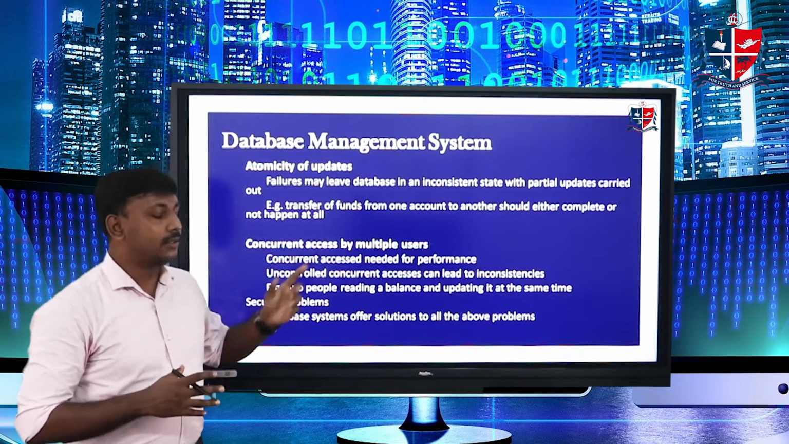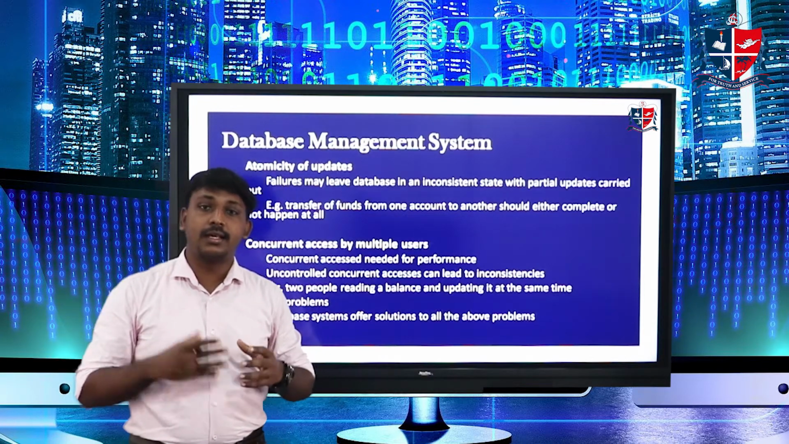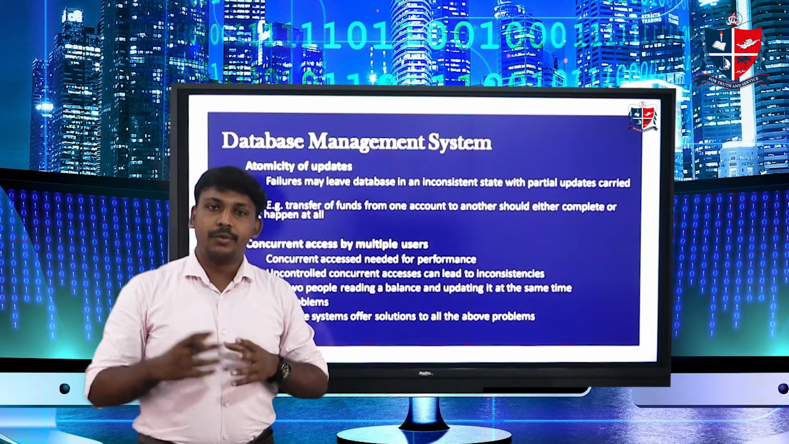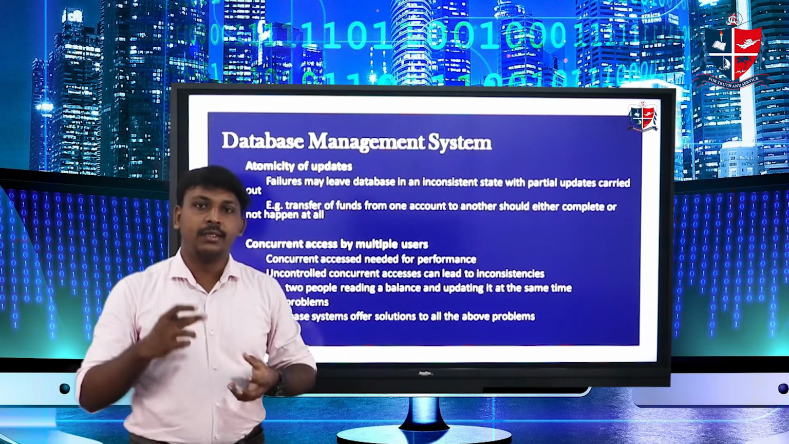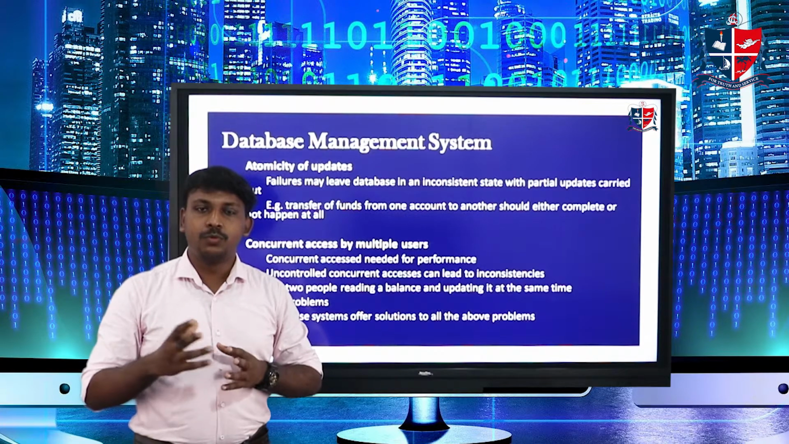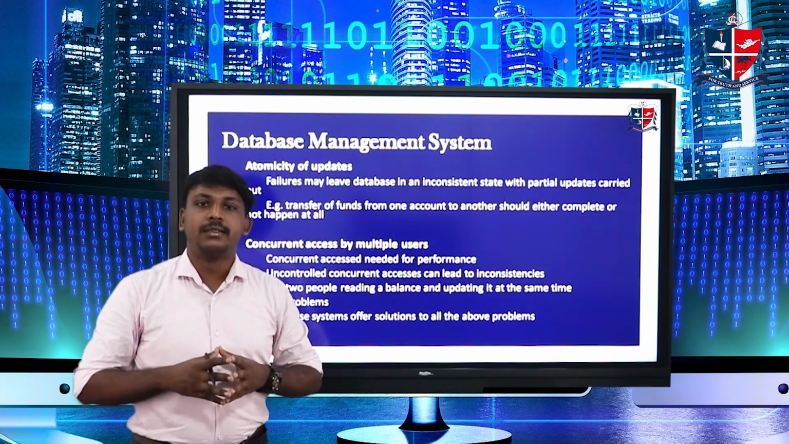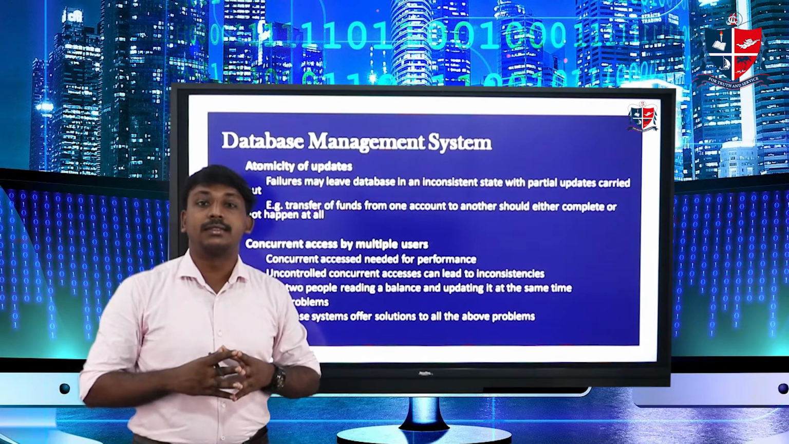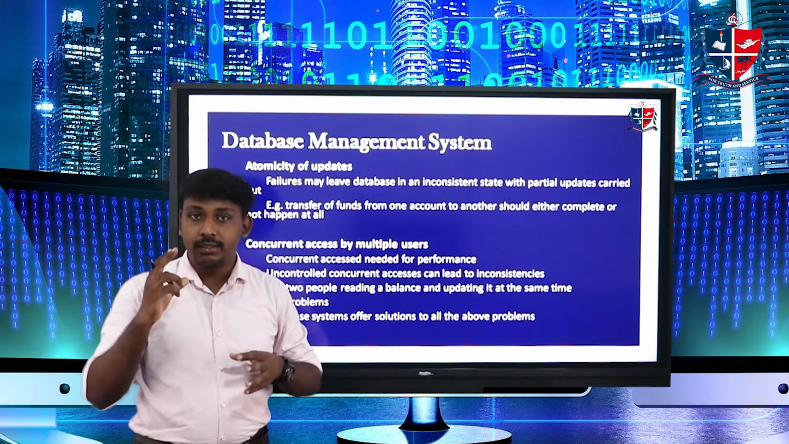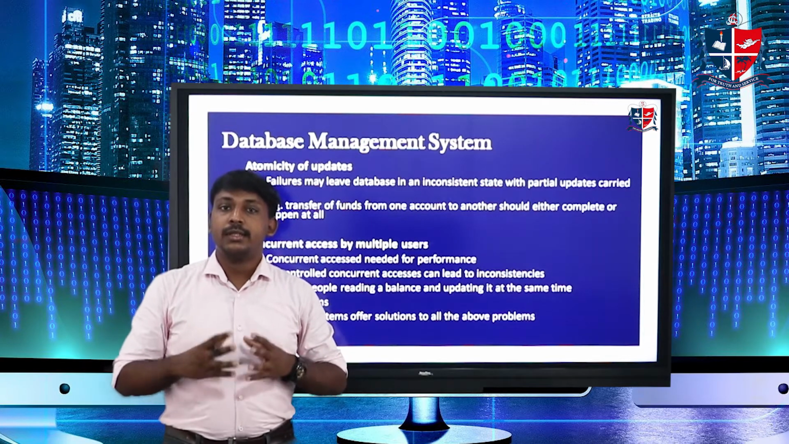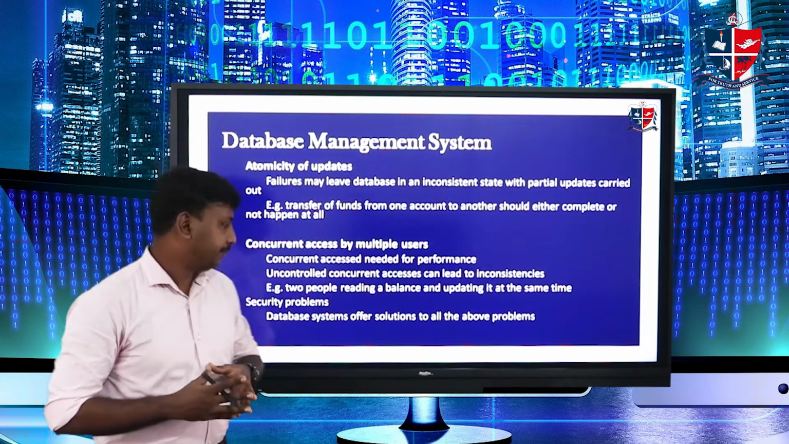Coming to concurrent access. Concurrent access is another performance improvement in DBMS. We have so many ATMs, so many banks, so many net banking applications. There may be two persons accessing the bank at the same time. Nowadays, millions of people are accessing the bank at the same time. So concurrent access is the major performance improvement focused on by the DBMS.